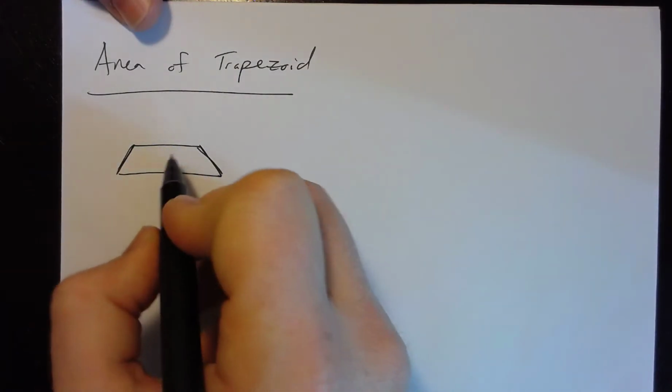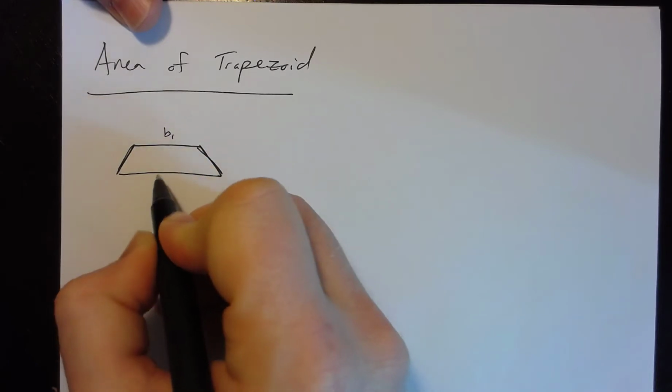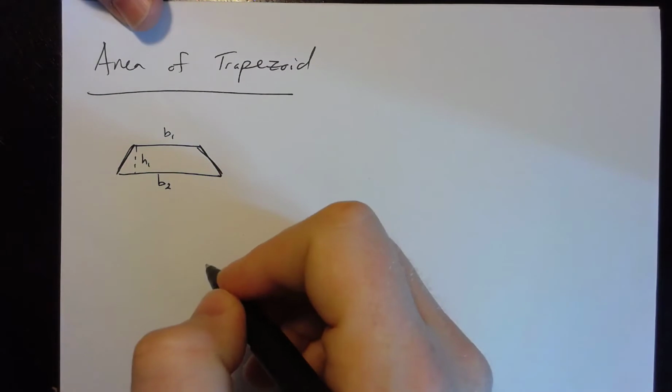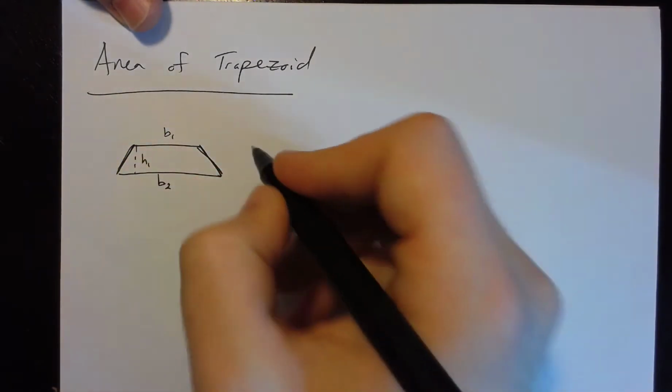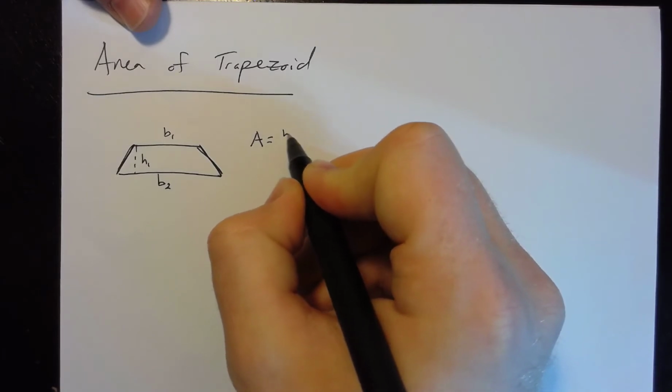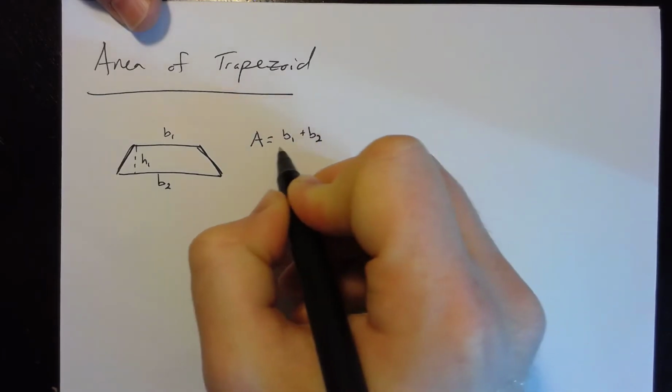Now, these two parallel sides are generally referred to as base 1 and base 2. And then we have some value here that determines the height. So the area of this trapezoid, or any trapezoid that looks like it, will be: the area is equal to base 1 plus base 2 divided by 2.